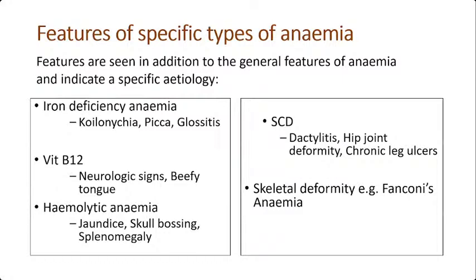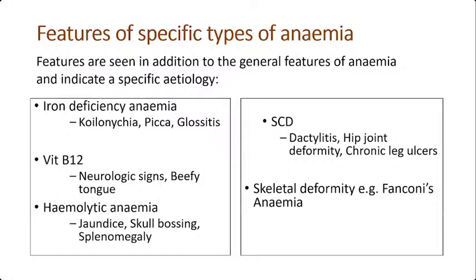You may have, in a hemolytic anemia, jaundice, that is the yellowness of the mucous membranes, especially the sclera of the eye. You may see skull bossing. I'll show you an image of what skull bossing looks like. And another sign you may find is splenomegaly. You may find an enlarged spleen, and this may point to a hemolytic anemia.